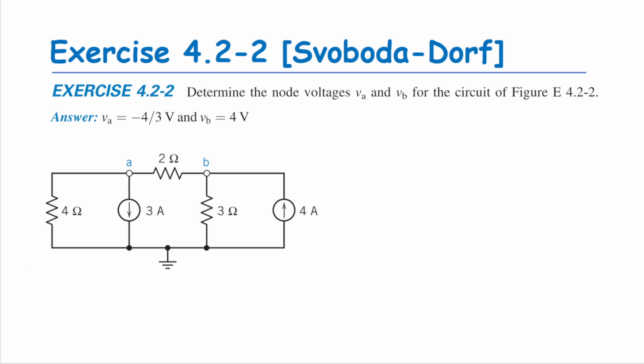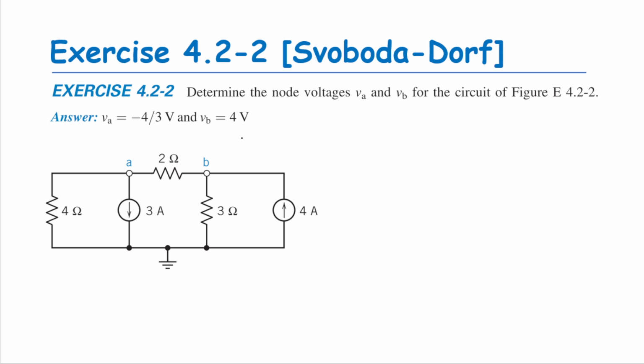So the question is determine the node voltages VA and VB for the circuit of the figure. This is the figure here, and we are asked to find out VA and VB. Okay, let's do exactly that. We are asked to use the node voltages.